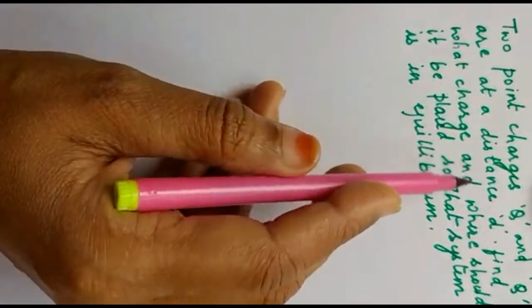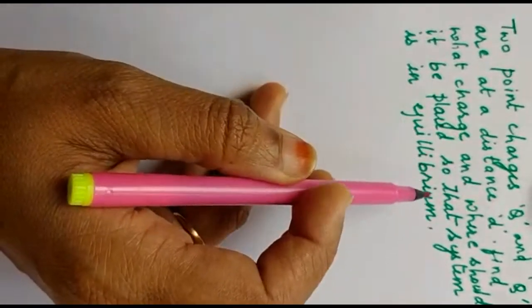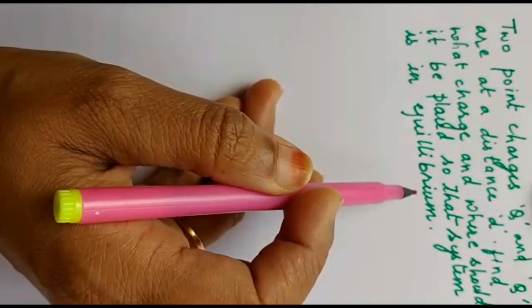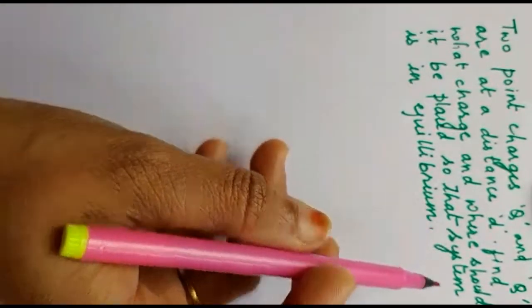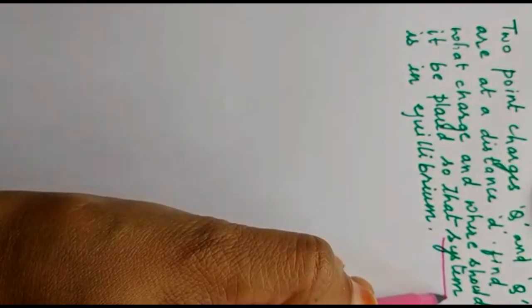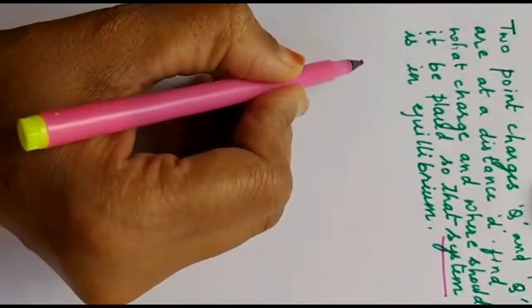We have 2 point charges, capital Q and capital Q, which are at a distance d. What charge and where should it be placed so that the system is in equilibrium? Another question of equilibrium, but this time it is the system which is in equilibrium. So let us begin.